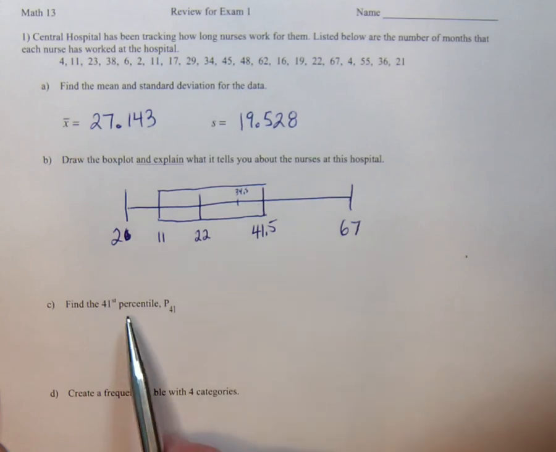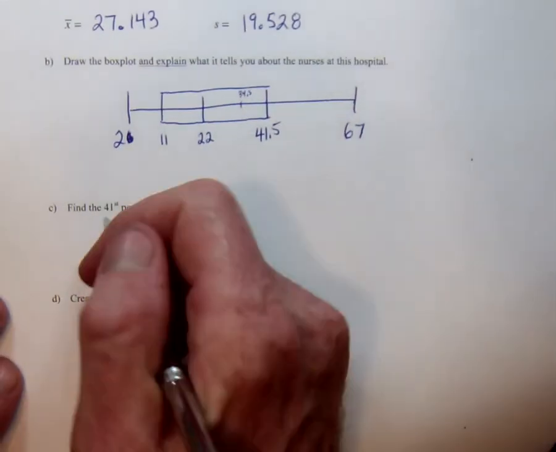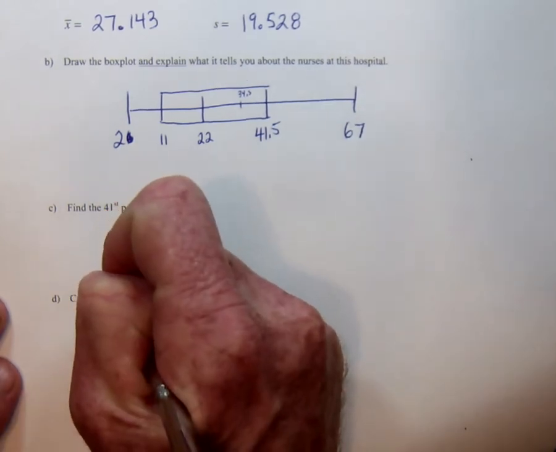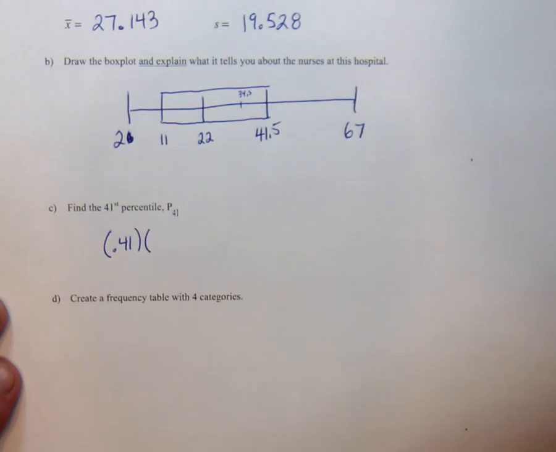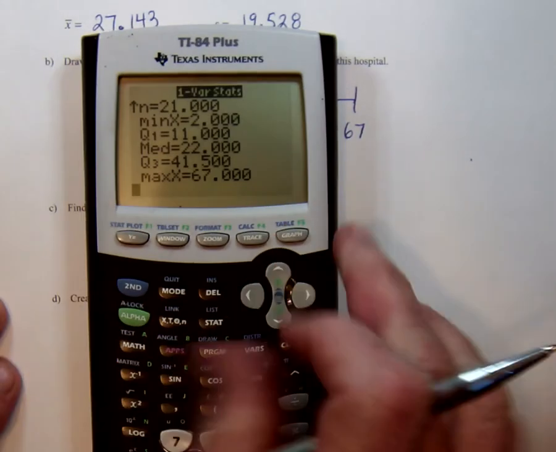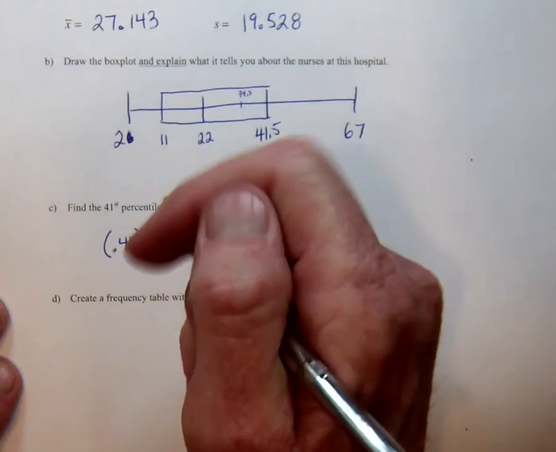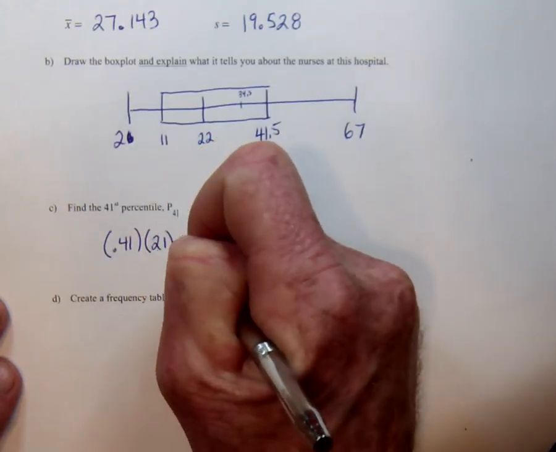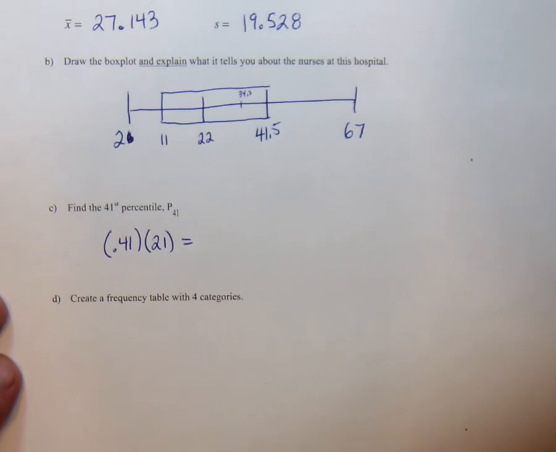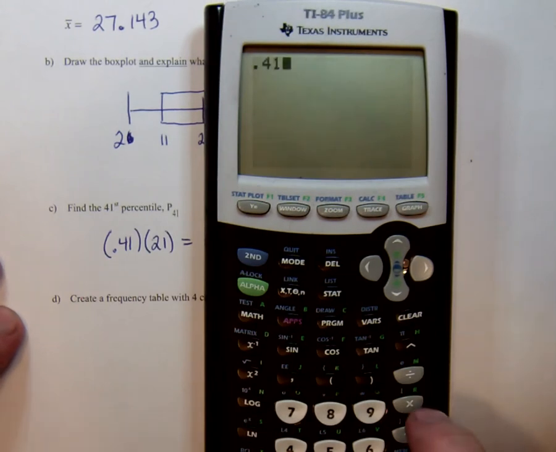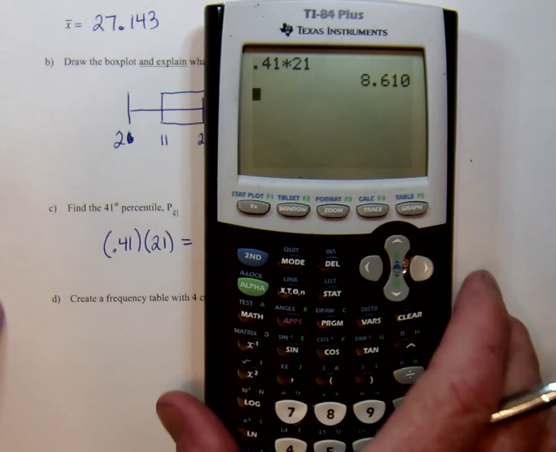Next, find the percentile. So you would just change this 41 to a decimal, and then multiply by n. So n, I had it over here, is 21 people. And so you multiply these. 41% of 21 people, 8.61.